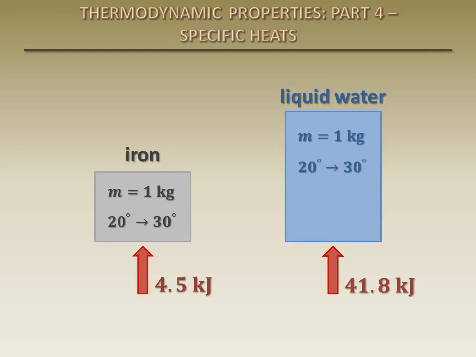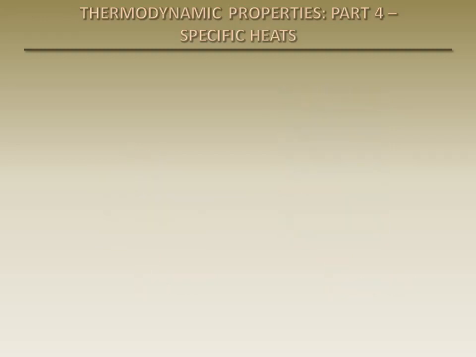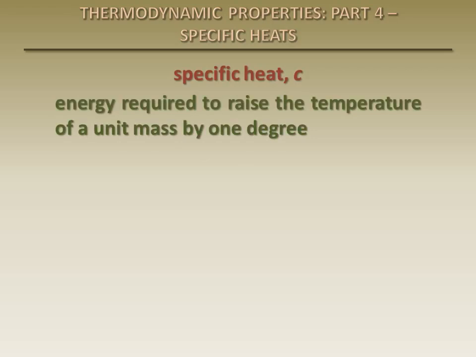We want to define a property which will allow us to compare the energy storage capabilities of different substances. The specific heat of a substance, C, is defined as the energy required to raise the temperature of a unit mass of the substance by 1 degree. There are 2 types of specific heats, depending on how the process is executed.